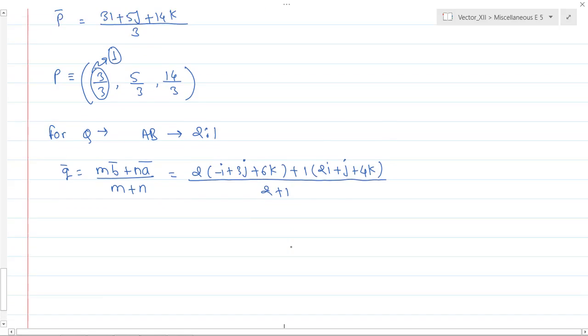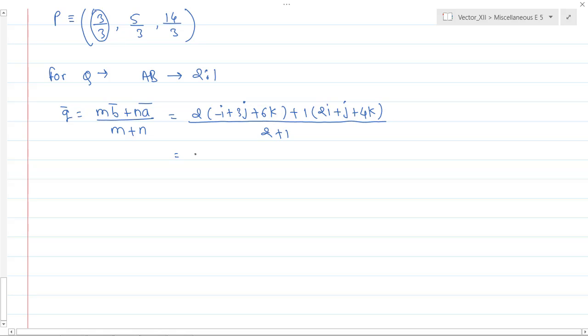Now let's open the bracket and simplify. This becomes minus 2i plus 6j plus 12k plus 2i plus j plus 4k, whole divided by 3. Now combine the coefficients: minus 2i plus 2i cancel, 6 plus 1 is 7j, and 12 plus 4 is 16k, whole divided by 3. Do not leave it out; write down that it is 0i.